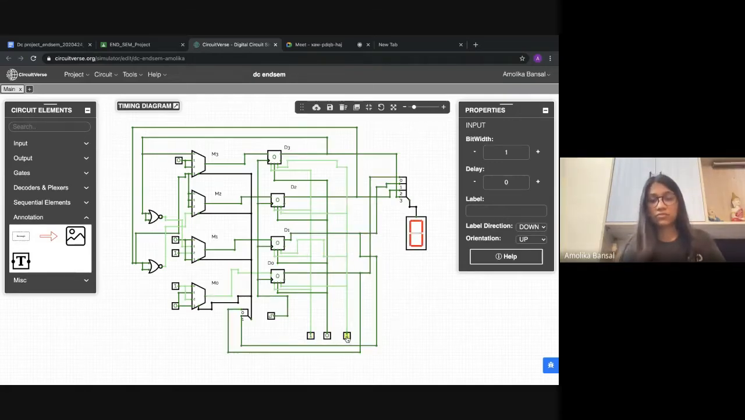So I'll show you this. I press this 0 and the circuit also stops. So I have to keep this 0. I'll keep this 0 and this 1, and my circuit works completely fine.